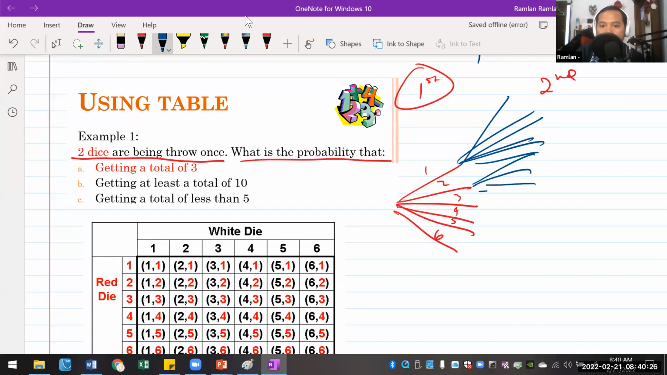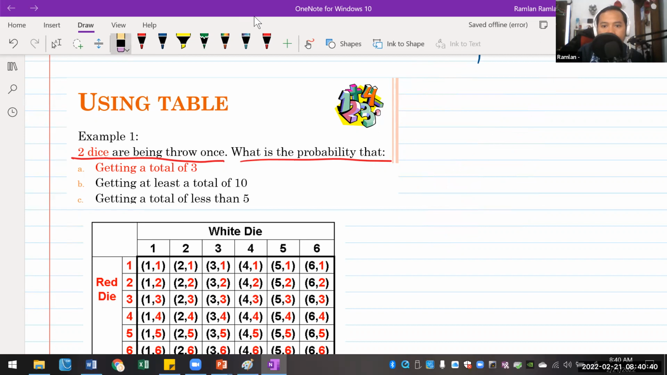And it's 1, 2, 3, 4, 5, 6. Notice that there will be a lot of branches, right? So it's not a good idea to make a tree diagram if you have this case. So I'm going to erase that. Okay, so we're not going to use that. Instead of that, we're going to use a table. So a table is more appropriate if we have this case, yeah?